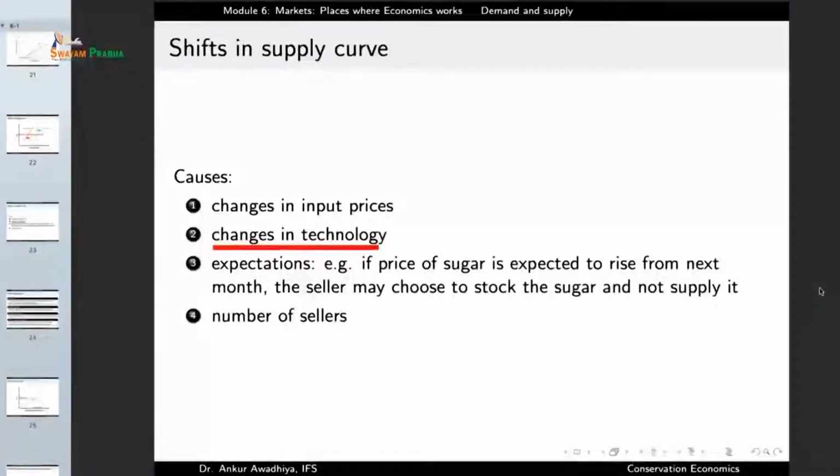Also, the number of sellers. So, if a larger number of sellers are available in a market, the supply curve will shift towards the right, because now more and more quantity of goods will be available to be sold in the market since there are more sellers. So these are the reasons for shifts in the supply curve.